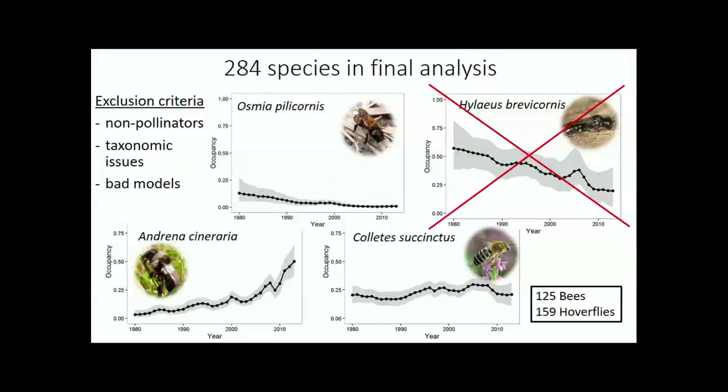For this analysis, I dropped various species following a few different exclusion criteria. The first was to drop species that are not effective pollinators. Things like this hoverfly species up here tend to take the pollen, clean it off themselves, and take it down into their crops, so they don't actually act as effective pollinators. So they're out. Things like cuckoo bees are gone as well. We also dropped species where there have been known taxonomic issues, and species where the models just didn't perform particularly well, where several of the parameters didn't converge or the uncertainty estimates were completely wild.